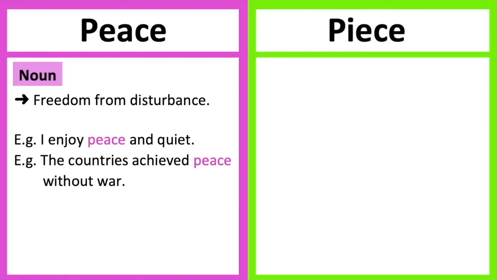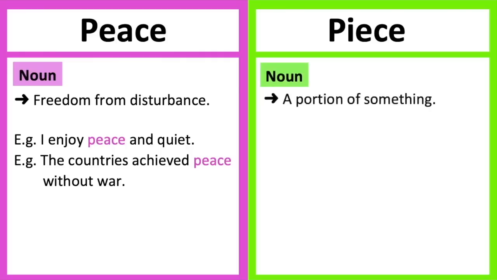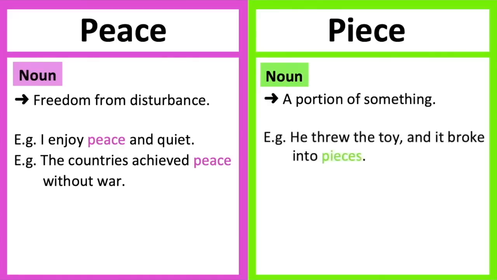Piece can be a noun or a verb. As a noun, it refers to a portion or a section of something. It's also commonly used when referring to music, artwork, or written work. For example, he threw the toy and it broke into pieces. Another example is, she ate a piece of cake.